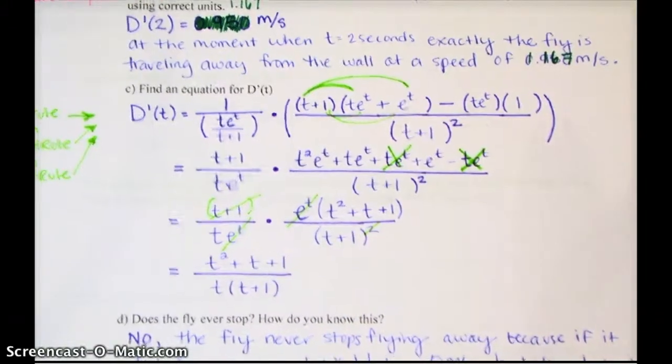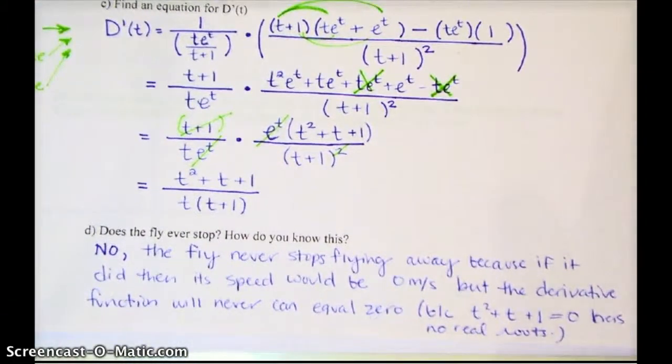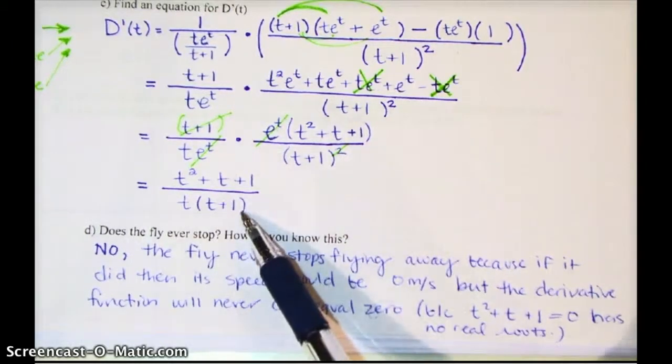If you successfully do that, you could answer D, and the answer is that the fly never stops flying. This is tricky. So if the fly stops, one thing we know is the derivative is going to turn into a 0, right? Because the derivative represents the speed. So how do we know if the fly ever stops? Well, if the derivative equals 0 at a particular point, that means the fly stopped at that particular time.